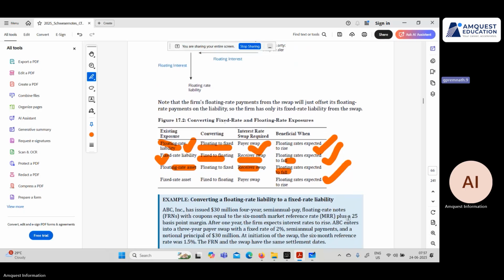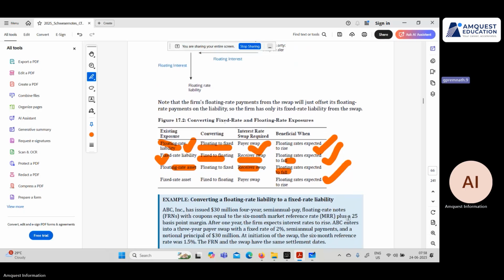It's 25 years. Okay, so he has a floating rate liability that he wants to convert to fixed. So he is a payer swap in this case. At initiation, the liability that he has to pay out is 1.5% plus 0.25%, which is 1.75%. But he believes that this 1.75 will go much higher because the MRR will increase.